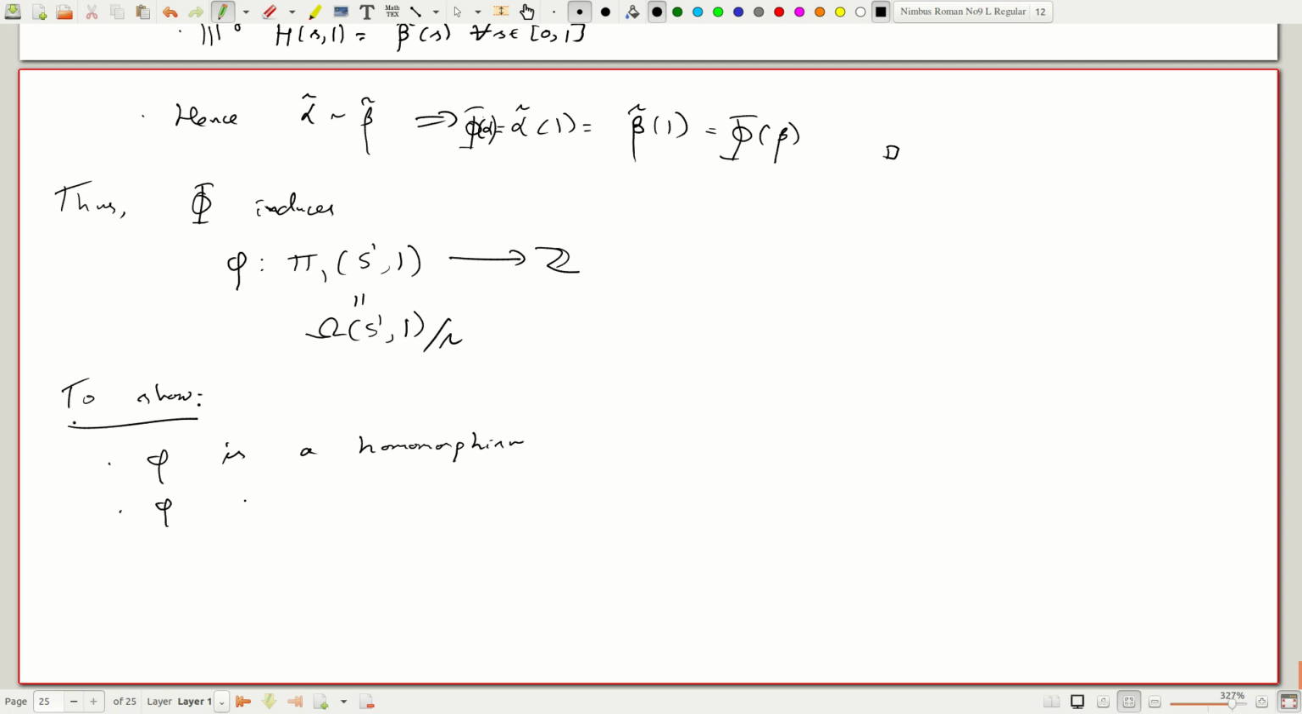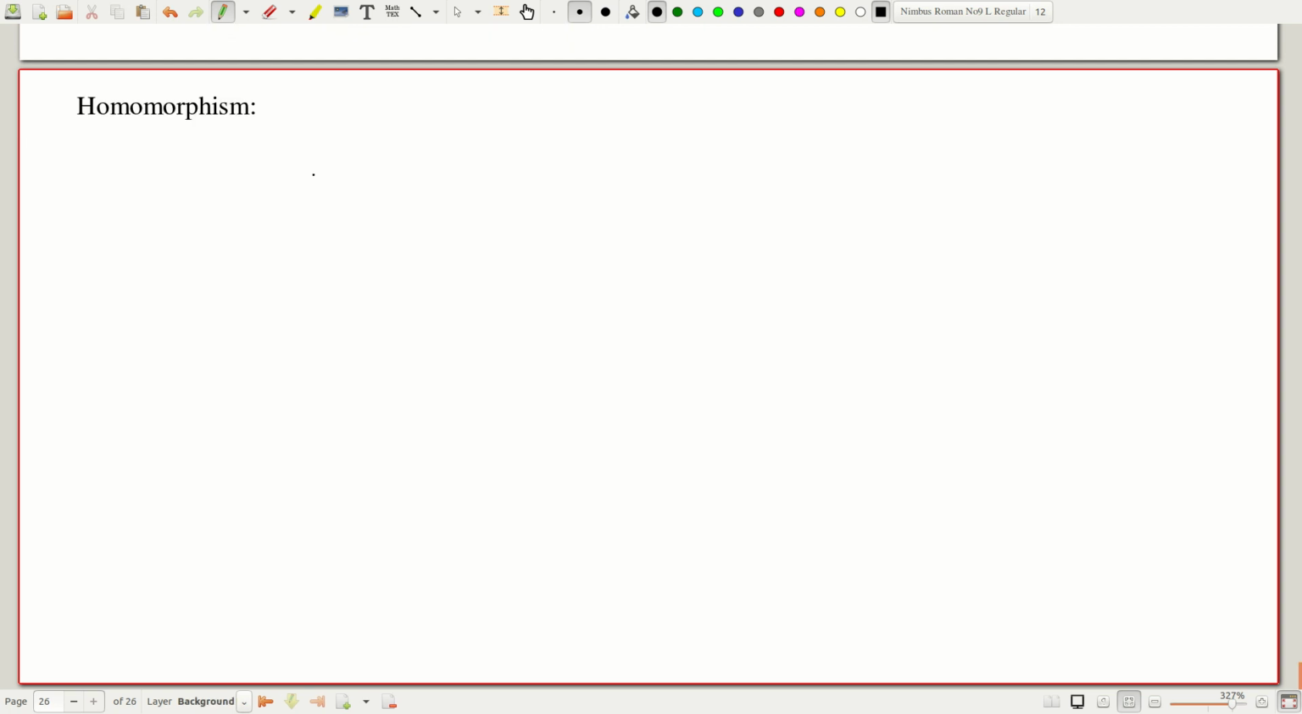Phi is injective, and phi is surjective. Of this, the most work will come from the homomorphism, so let's just do that, and then in the next segment we will look at injectivity and surjectivity. So let's look at this homomorphism property.